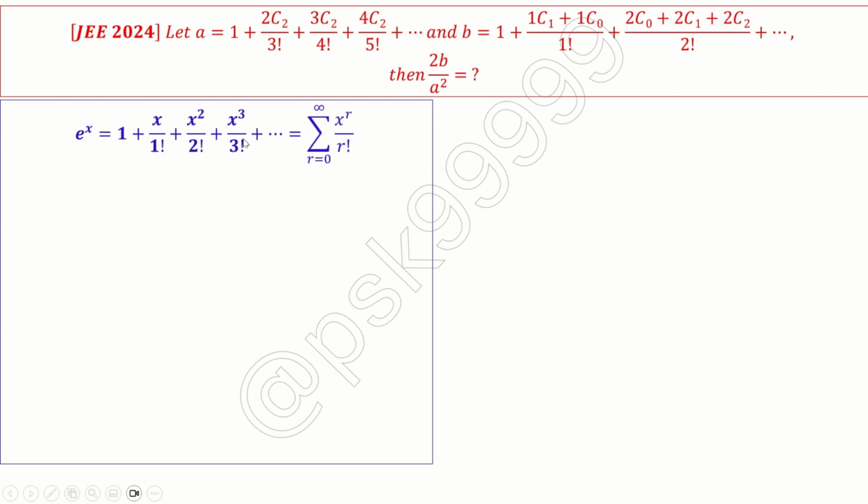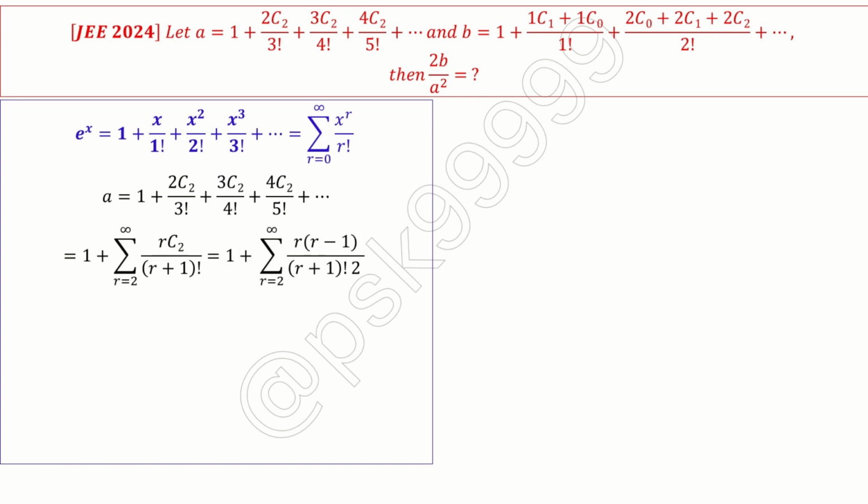So e power x is nothing but sigma r equal to 0 to infinity x to the power of r by r factorial. Now my a is nothing but this value which is given, correct? So if I write in sigma format, a is nothing but 1 plus rc2 divided by r plus 1 whole factorial, and r is running from 2 to infinity, correct? Because it is 2c2 by 3 factorial. If I expand this, 1 plus sigma, rc2 is nothing but r into r minus 1 divided by 2, divided by r plus 1 whole factorial as I wrote it.